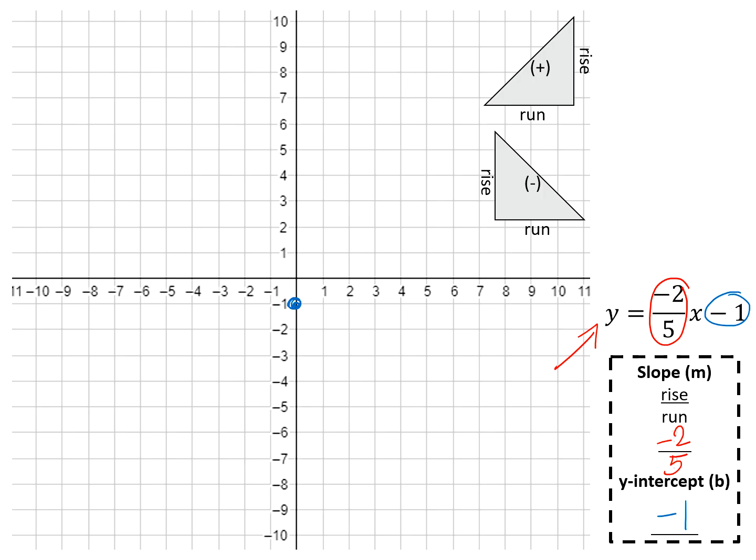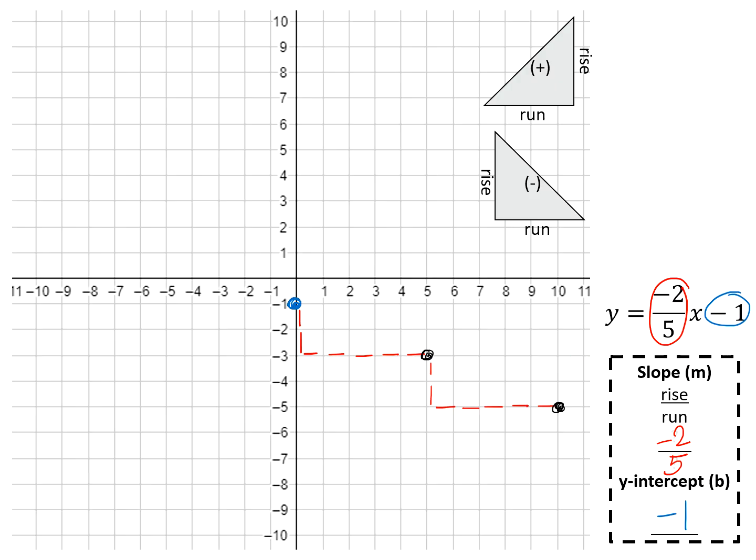Since the slope is negative 2 over 5, that means it has a rise of negative 2 and a run of 5. However, since the rise is negative, that means you're not actually going to rise. You're actually going to go downwards, like so. 1, 2. Then I'm going to run 5 units. 1, 2, 3, 4, 5. I'm going to place a dot right over there.